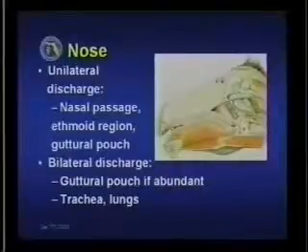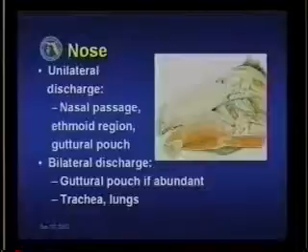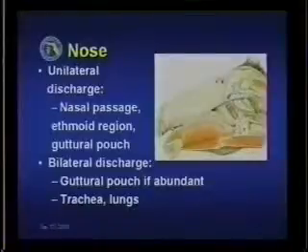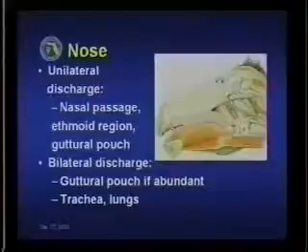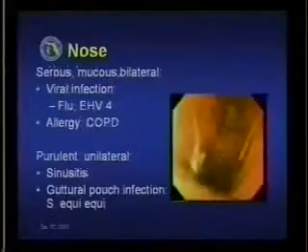discharge will be bilateral if the lower respiratory tract is affected, whether you look at the trachea or the lungs. So any lower respiratory tract disease will most likely result in a bilateral discharge, whereas any upper respiratory tract disease will most likely result in a unilateral discharge, so coming from one nostril.